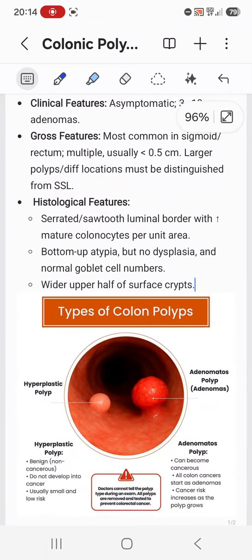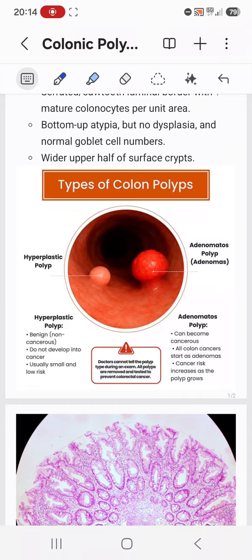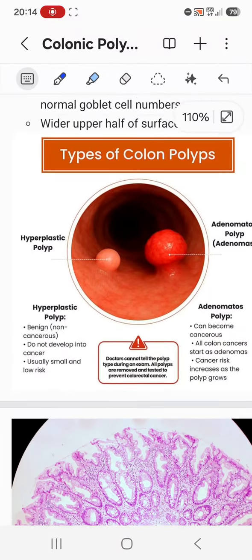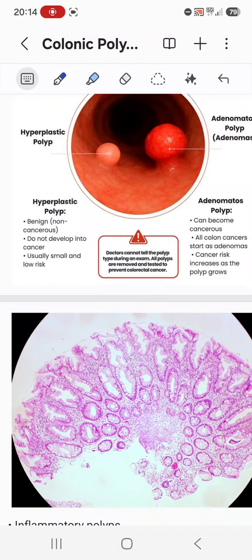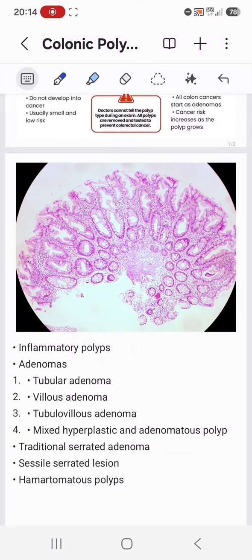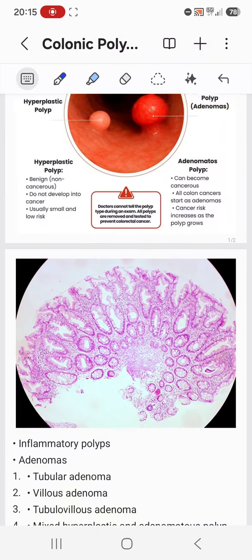And it's very difficult, but those are basically hyperplastic polyps. They are smaller, they are benign, they do not develop into cancer, but we need to be careful to distinguish them from adenomatous polyps and sessile serrated lesions. And these are the rest of the polyps that we'll discover later on.